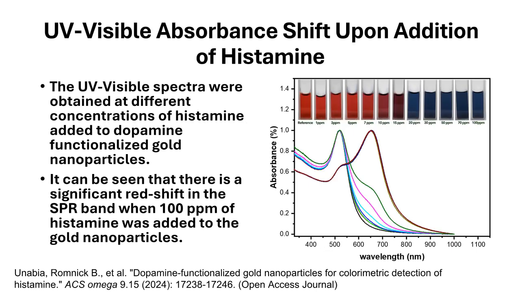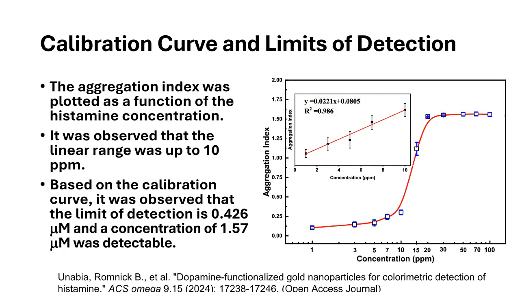different concentrations of histamine from 1 ppm to 100 ppm. It was observed that there was a significant shift in the surface plasmon band lambda max position upon the addition of 100 ppm histamine, which suggests significant aggregation, and also the change in the final color of the solution. The underlying principle of aggregation index is that the color of gold nanoparticles changes drastically when they aggregate.